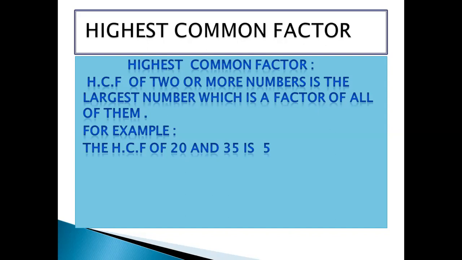For example, if we have 20 and 35, 2 numbers, what will be the factors of 20? 4 times 5 is 20, and same 35, 7 times 5 is 35. 5 is common in both 20 and 35. So the HCF of these two numbers will be 5. Is it clear? Okay, now we start doing the question.